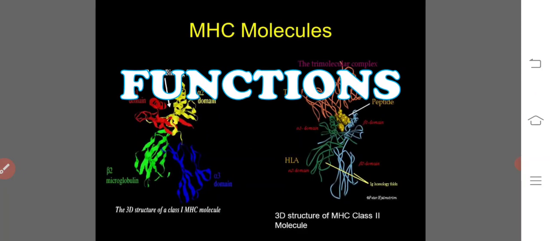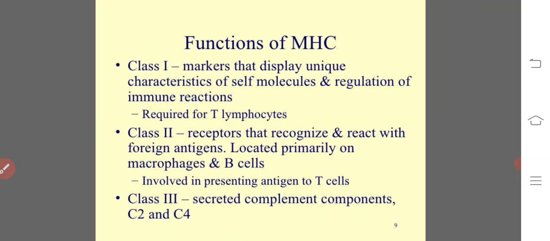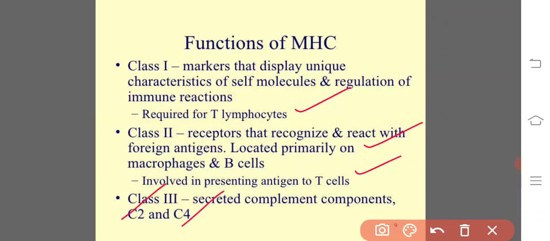And coming to the functions of the MHC molecules. Class I MHC molecules are the markers that display unique characteristics of self molecules and regulate immune reactions required for T lymphocytes. Class II are receptors that recognize and react with foreign antigens, located primarily on macrophages and B cells, involved in presenting antigen to the T cells. And class III are secreted complement components like C2, C4, TNF and the heat shock proteins.